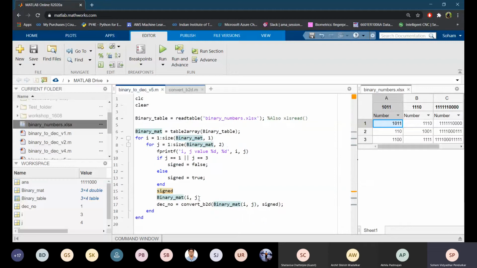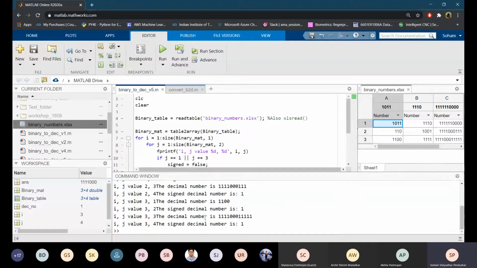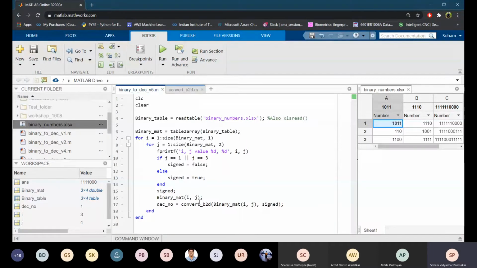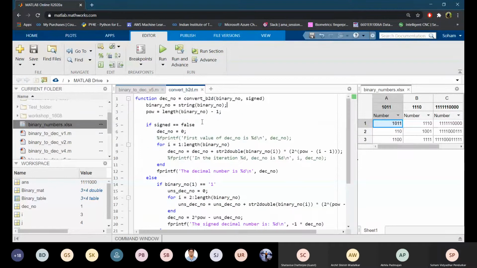Now let's see what happens. I'll comment this, I'll suppress the output. Let's see. Okay, it is still giving out something different. It is still giving out errors. So we did convert binary to string. I don't know.